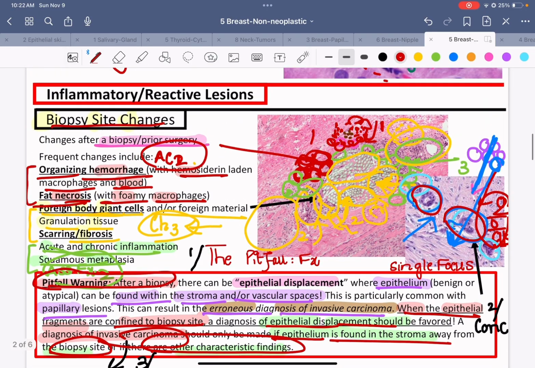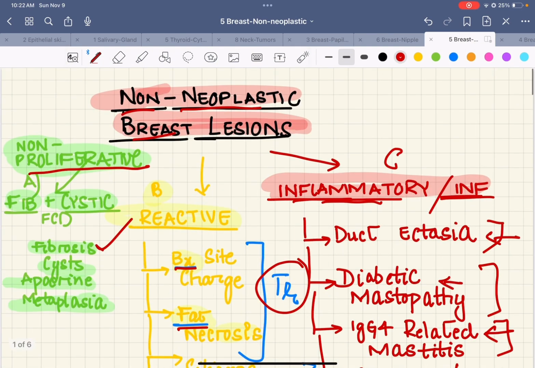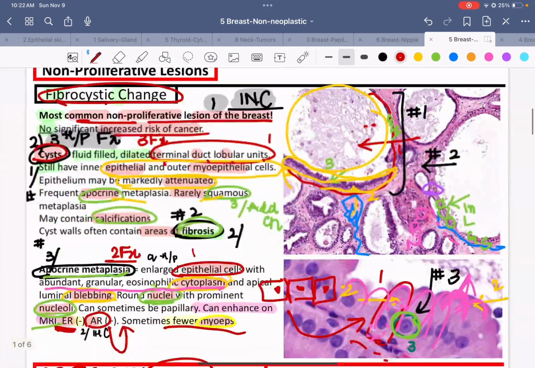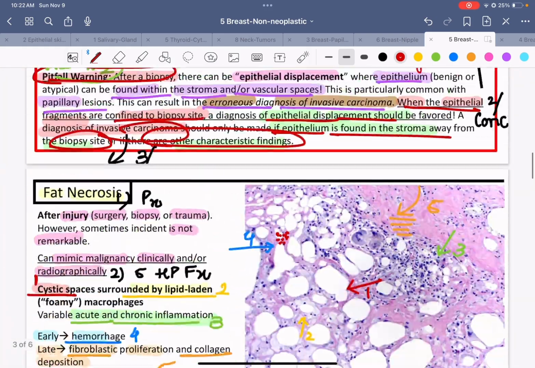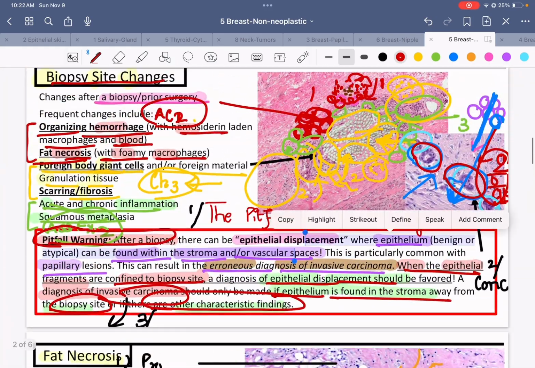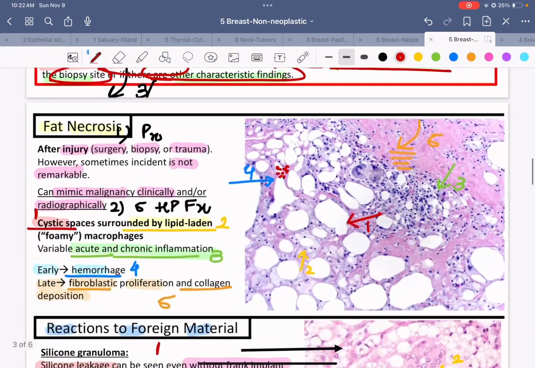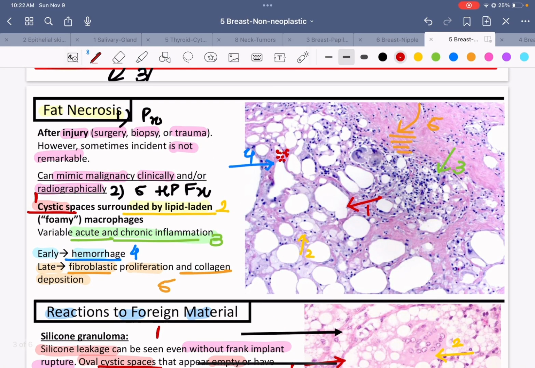So this was our first reactive lesion, it's not inflammatory, no, we are not on the inflammatory lesions yet. This was our first reactive lesion according to our classification, right? So according to our classification, our first reactive lesion was biopsy site change. And now moving on to our second reactive lesion, which is fat necrosis.